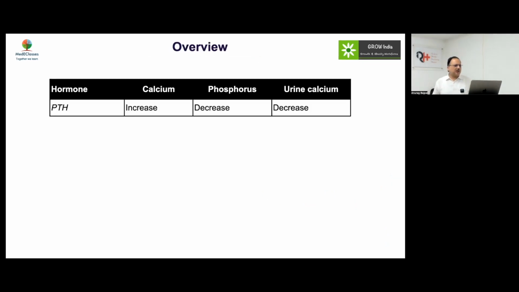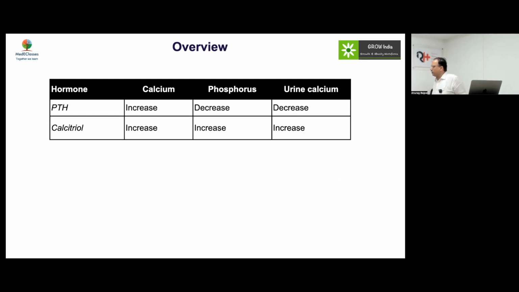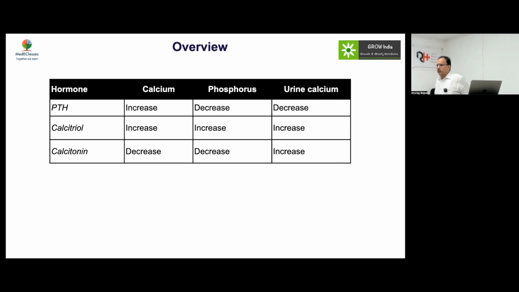So just to summarize, PTH increases calcium while decreasing phosphorus level. Calcitriol increases both calcium as well as phosphorus levels and also increases the urinary calcium excretion. So if you have a high level of vitamin D, you will develop hypercalciuria. Third important point is that calcitonin decreases your level of calcium and phosphorus while increasing the urinary excretion. So it's basically trying to decrease your calcium.